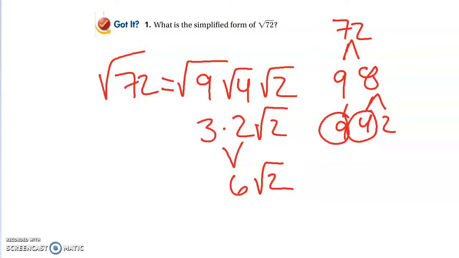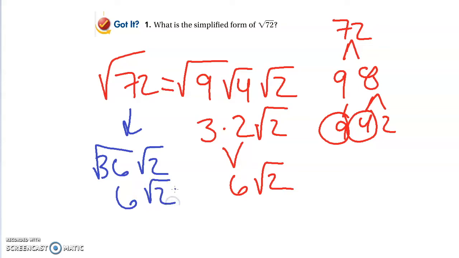You might have noticed, or maybe you thought, perfect square factors of 72, I know 36 is a perfect square factor, 36 times 2, and I would have got 6 square root 2 either way. So there's a lot of ways that we can do this, but we want to make sure we pick a way that's easiest for us to get to the correct solution.